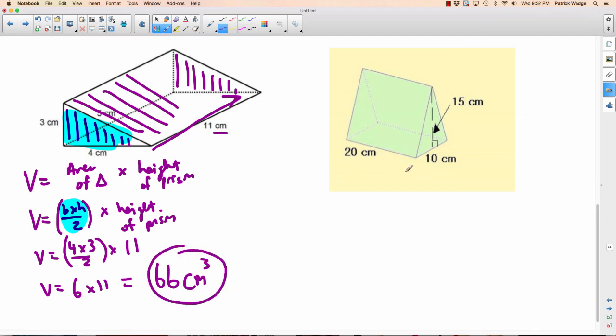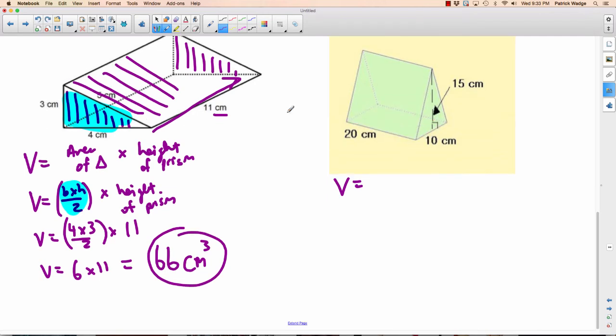Okay, let's do another one of these because they are tricky, these triangular ones. So again, we want to figure out what the base is first. The base is not the rectangle. This is not the base down here. I know it's sitting on that, but that is not the base. Turns out again that the bases are those triangles, this one and this one.